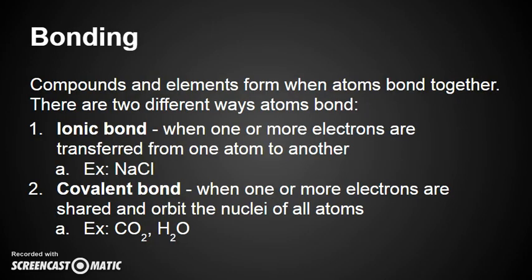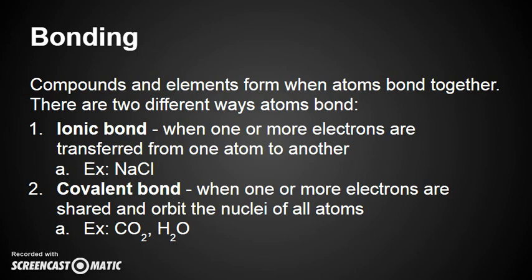Lastly, let's talk about bonding. Bonding is what's going to create a molecule. A molecule is just multiple atoms together. So compounds and elements form when the atoms bond together. And there are 2 different ways we want to know right now. The first one is the ionic bond. It's when one or more electrons are transferred from one atom to another.